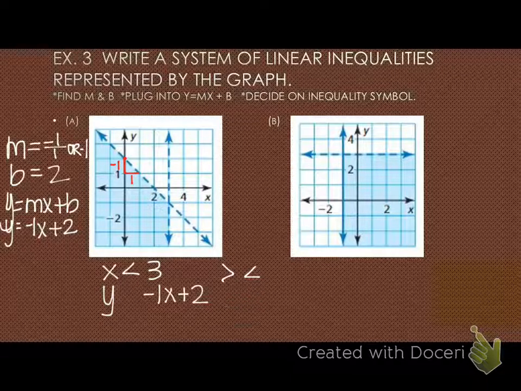The or equal to. Because again, my line is dotted, so I know it's either just greater than or just less than. All right? Andrew, again, the shading, is the shading above the line or is the shading below the line? Below. Does that tell me less than or greater than?